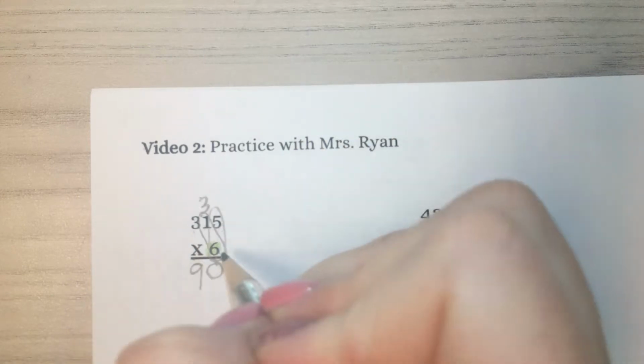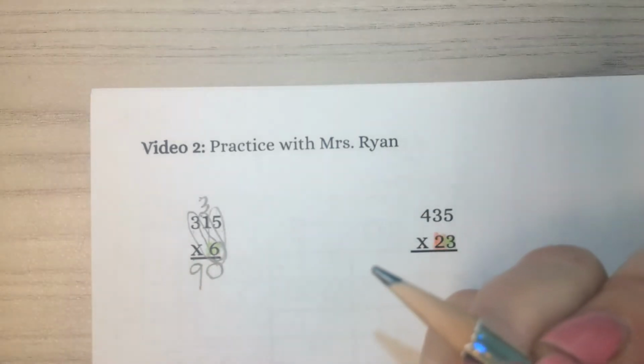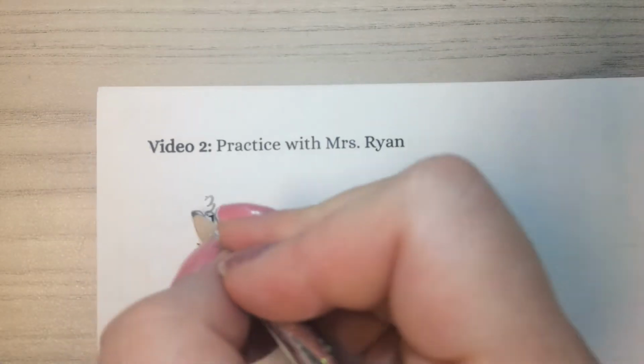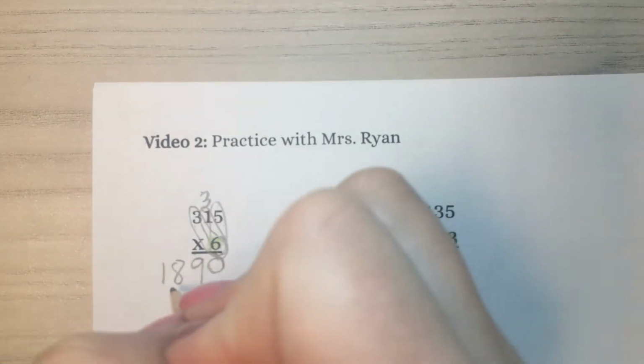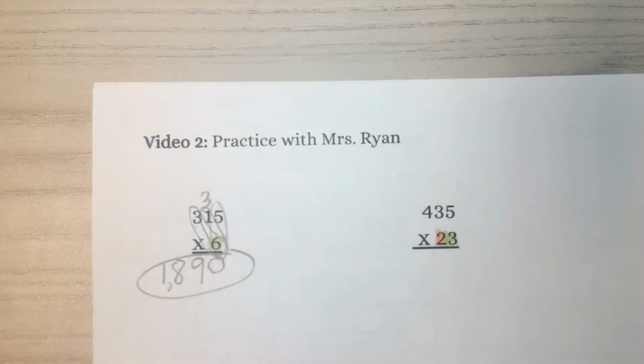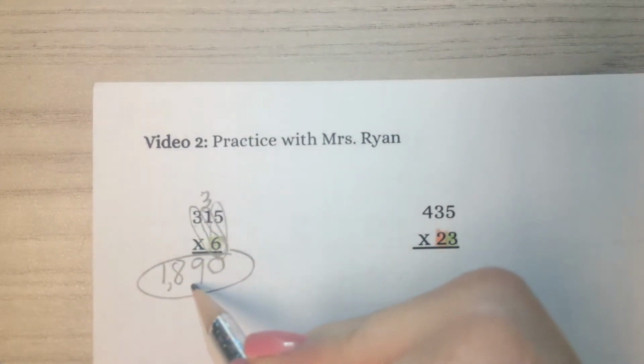Then I have to multiply it by the hundred spot. So 6 times 3 is 18. There's nothing I have to add, so I'm just going to write 18. And that's my answer. The product of 315 times 6 is 1,890.